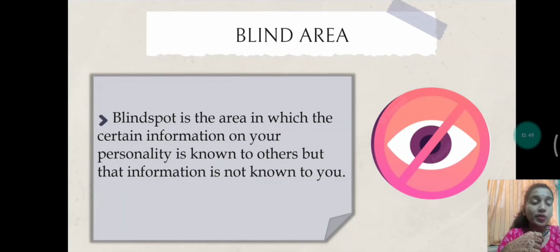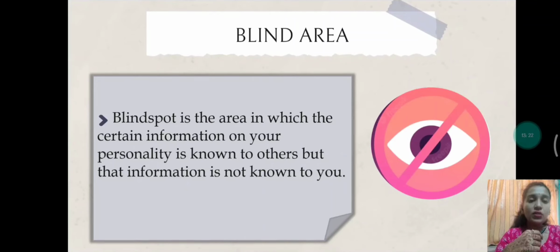So blind spot is basically an area where you are unaware of certain information about yourself, but others know about it. Others are very aware of your personality and your behavior. But you are unaware of it because you don't know how you are and how you want to be. You are in a little confused state. Or maybe you might not know that you have a certain personality within you.